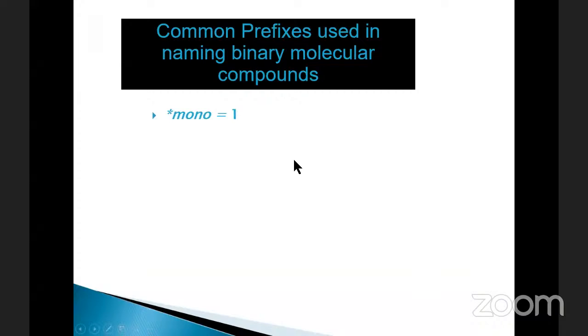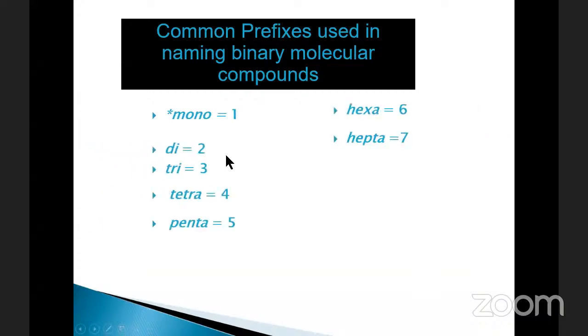So these are the prefixes that you'll be using. Mono for 1, di for 2, tri for 3, tetra for 4, penta for 5, hexa for 6, hepta for 7, octa for 8, nona for 9, and deca for 10. We're going to stop here for all purposes, because you can go beyond 10, but we'll just stop here. So these are the common prefixes that you'd have to use whenever you're naming binary molecular compounds, of course, taking into account the exceptions that I talked about earlier.